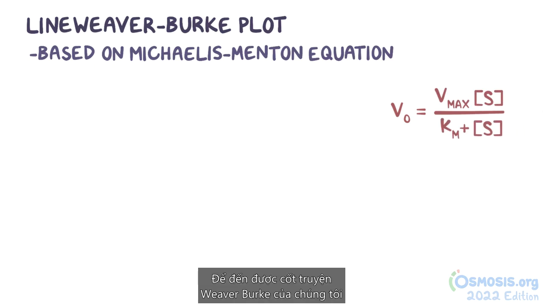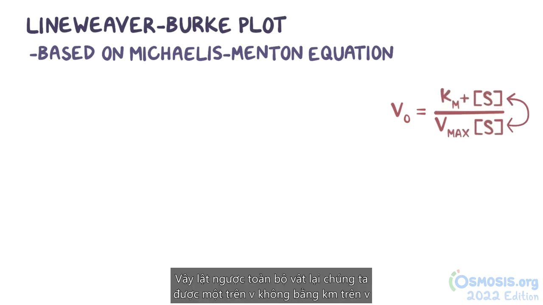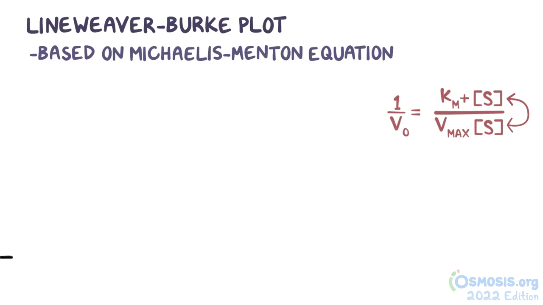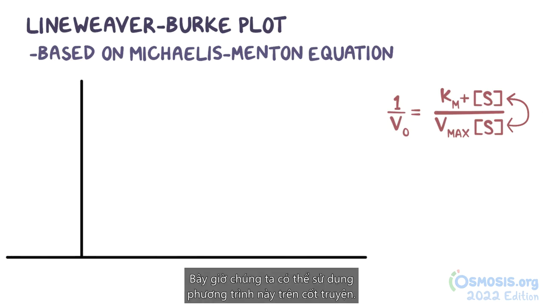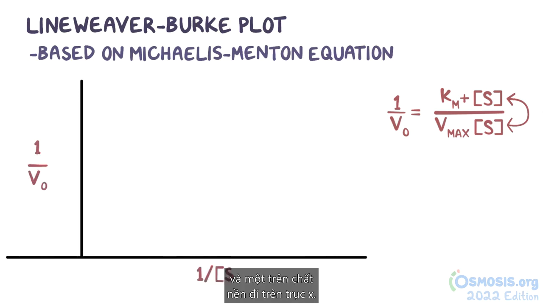To get to our Lineweaver-Burk plot, we're writing this equation down as a double reciprocal. So flipping the whole thing upside down, we get 1 over V0 is equal to Km over Vmax times 1 over the concentration of substrate, plus 1 over Vmax. Now we can use this equation on the plot. 1 over V0 goes on the y-axis, and 1 over substrate goes on the x-axis.